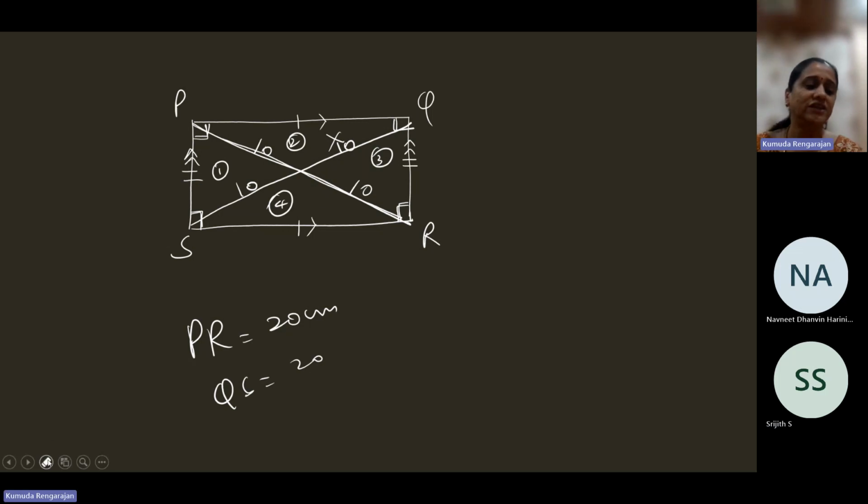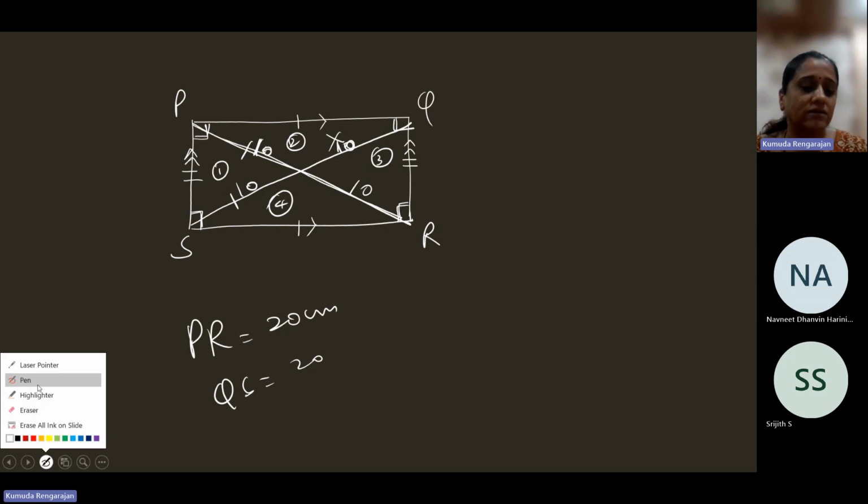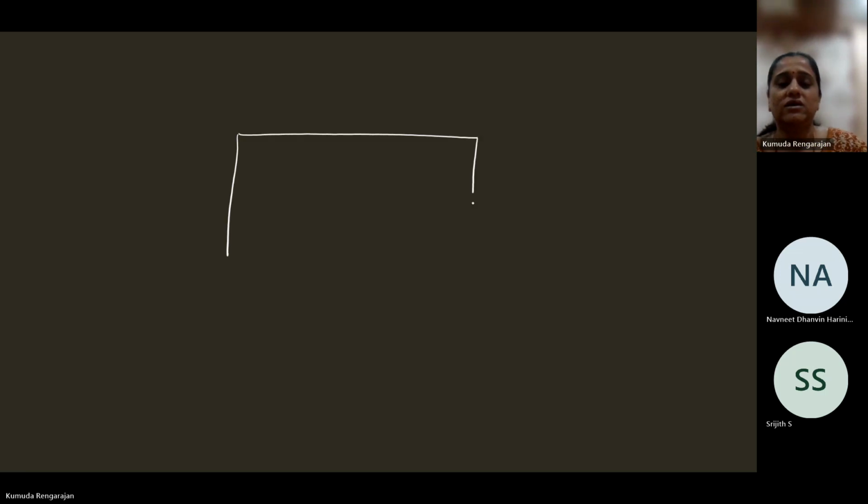Yes, ma'am. These four triangles are isosceles triangles, because you can see 10, 10. These two sides are equal. All these four triangles are isosceles triangles because two sides are equal, the sides measuring 10 centimeters. And also in a rectangle, the diagonals do not bisect the corner angles.